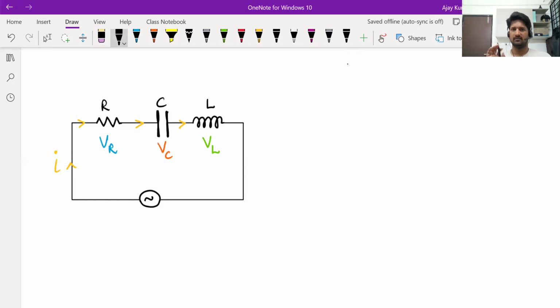Similarly, an inductor. When current flows through an inductor, magnetic energy gets stored in it. And when current decreases, that magnetic energy also decreases. So the inductor also stores energy and gives it back to the circuit. Capacitor and inductor, they don't dissipate energy. A resistor dissipates energy from the circuit. Okay, so you can calculate something called power dissipated.